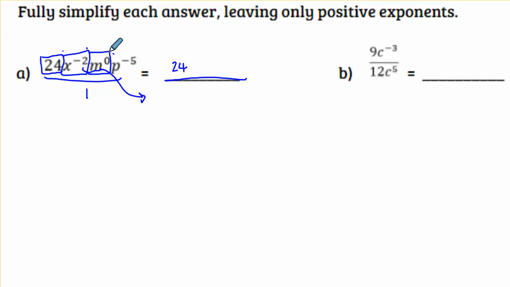And then finally, the last component of this is p to the negative fifth. So again, we've got a variable that is not happy where it is. It wants to go where it's not. So what would your final answer be? I'll let you figure that out.